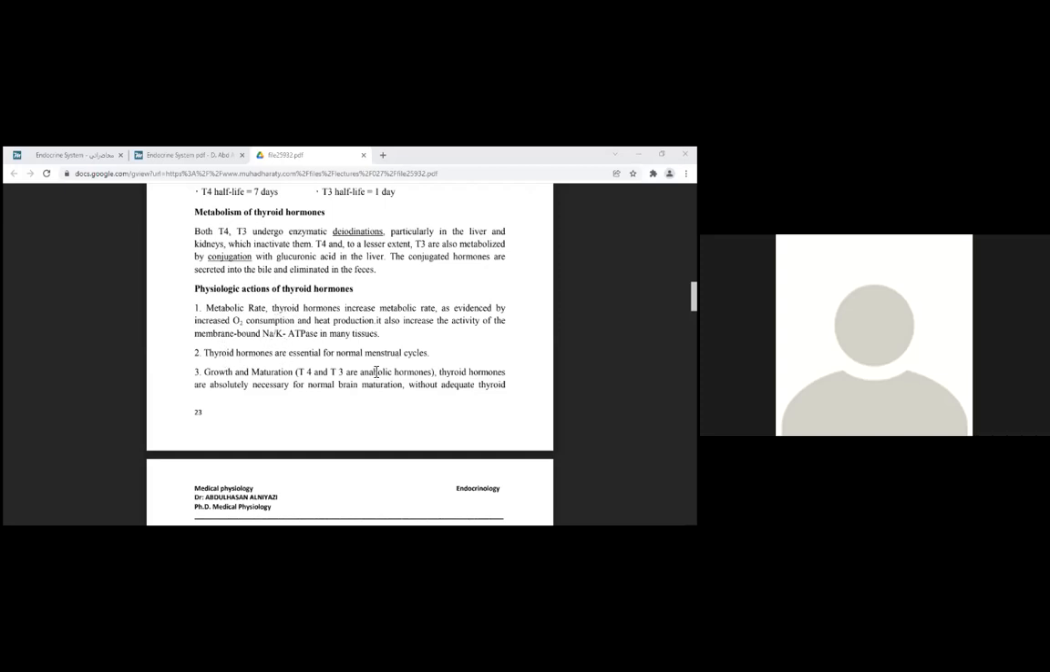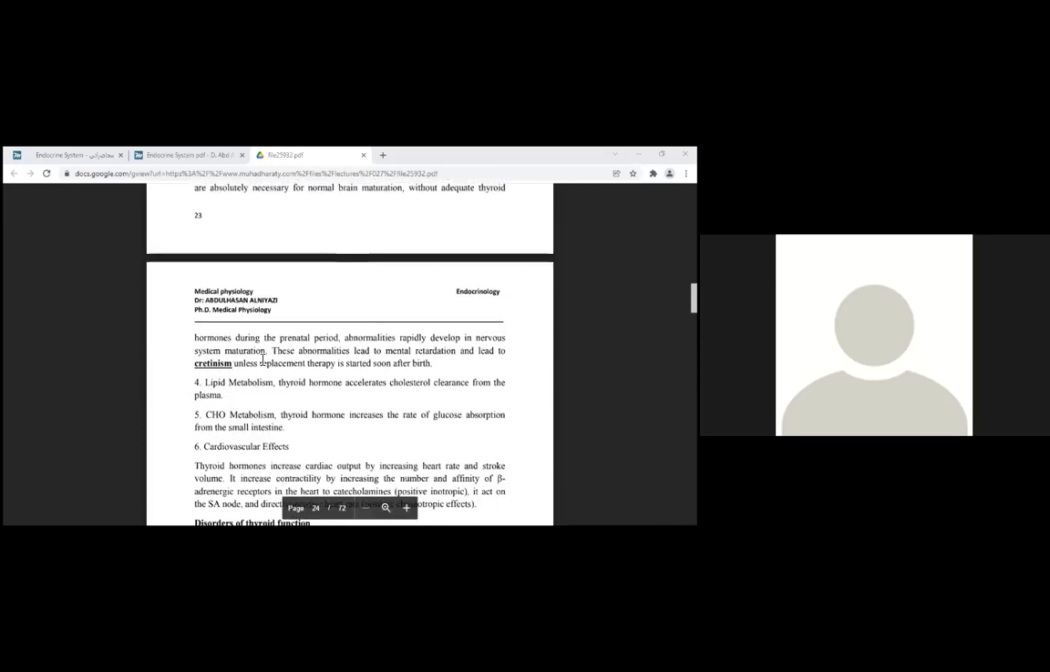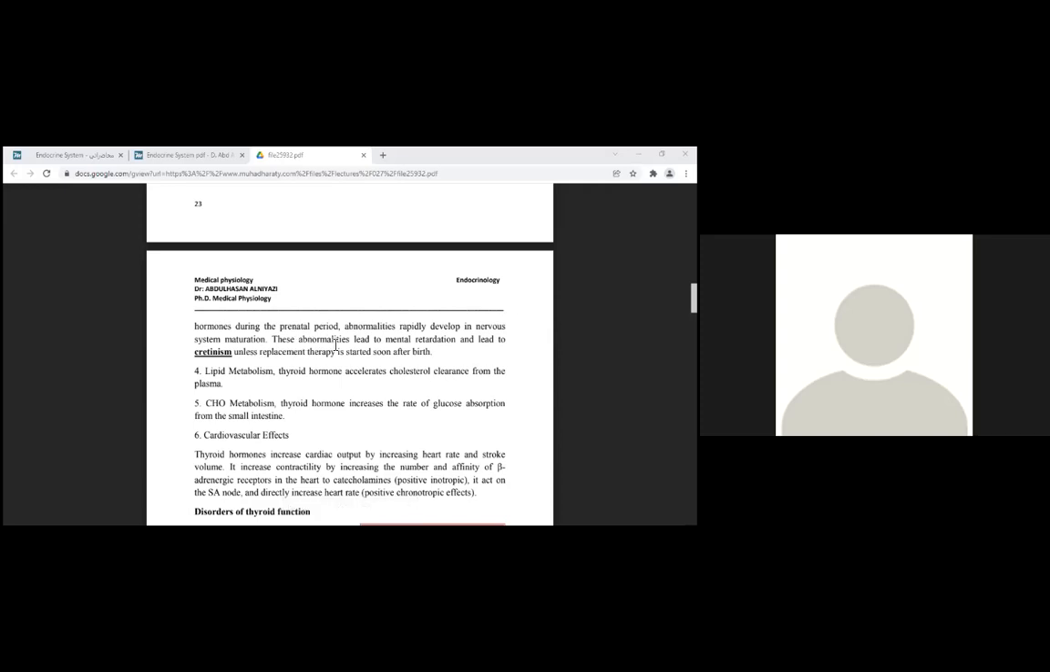Thyroid hormone are essential for the nervous system and menstrual cycle, growth and maturation. The T3 and T4 is anabolic hormone. Thyroid hormone are absolutely necessary for normal brain maturation. Without adequate hormone of the thyroid gland during the prenatal period, abnormality rapidly develop in the nervous system. These abnormalities lead to mental retardation that's called cretinism, unless replacement therapy started soon after birth.